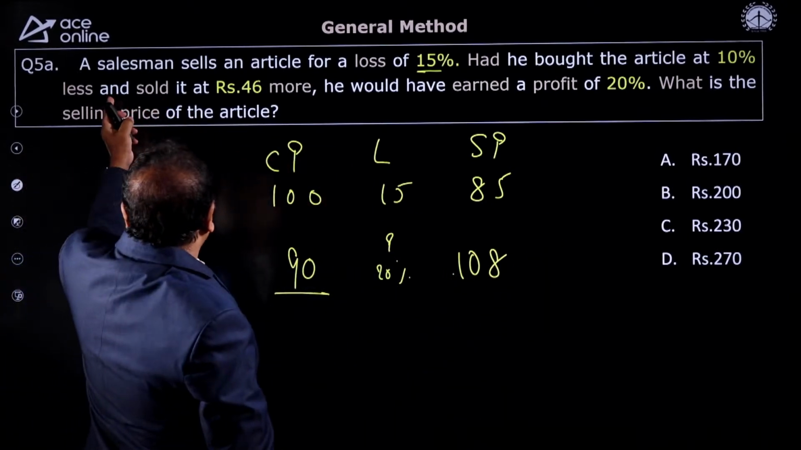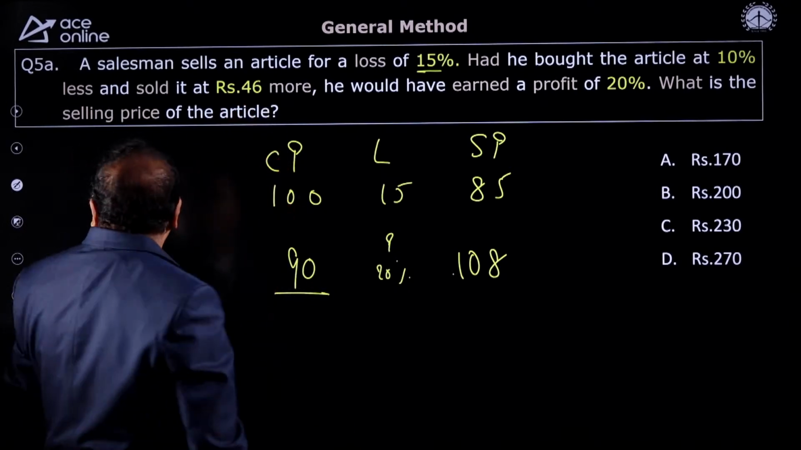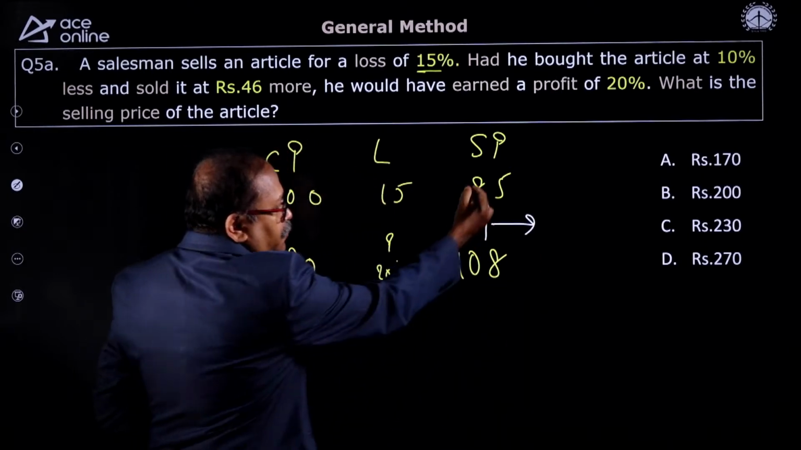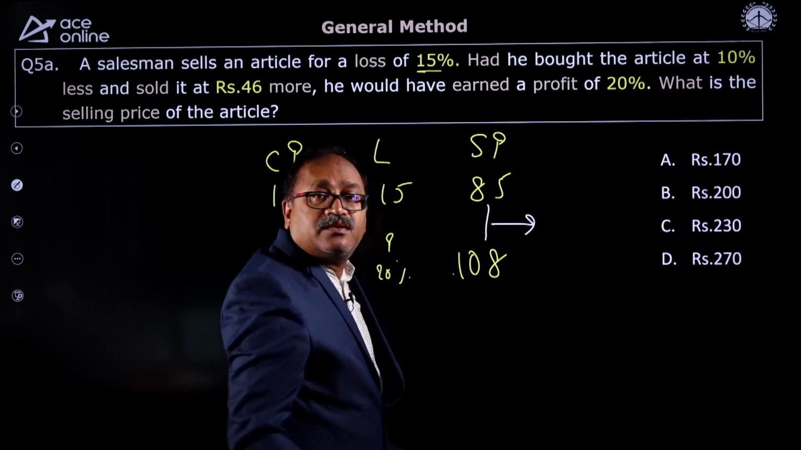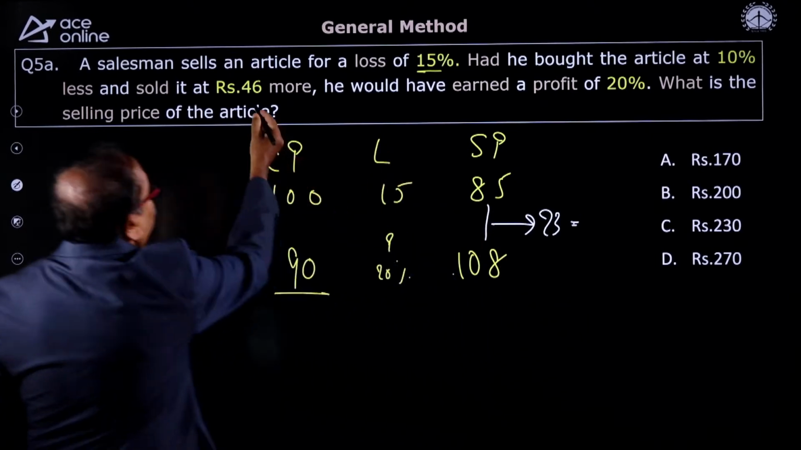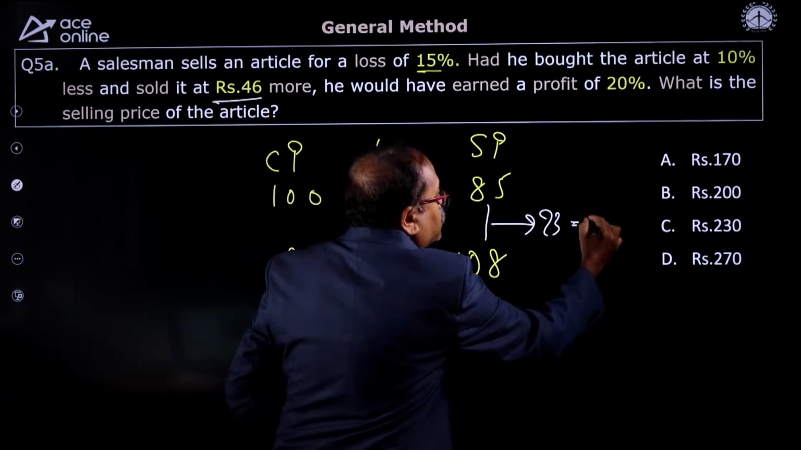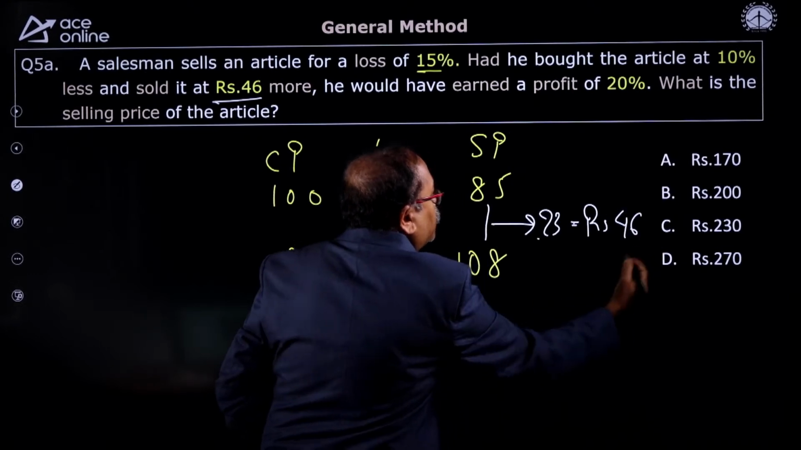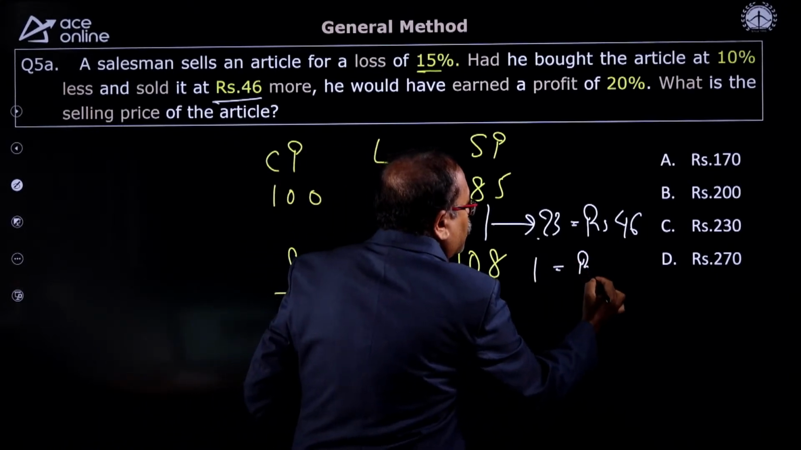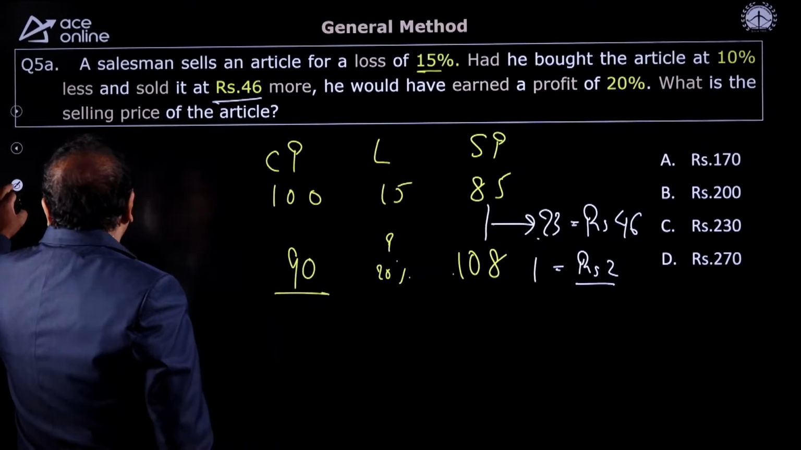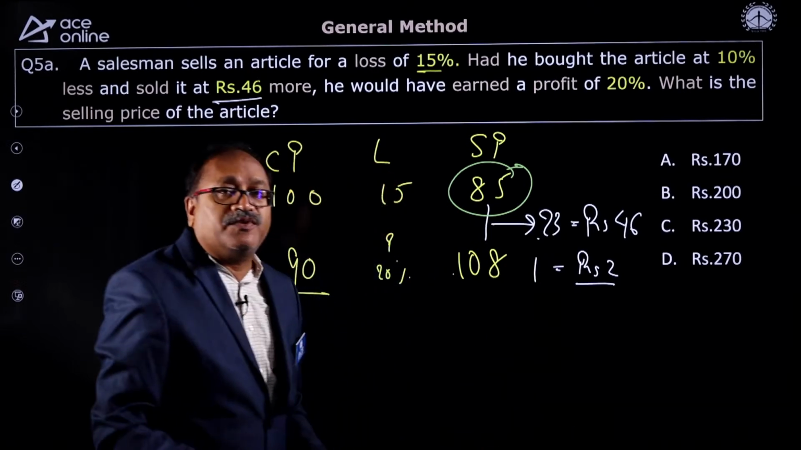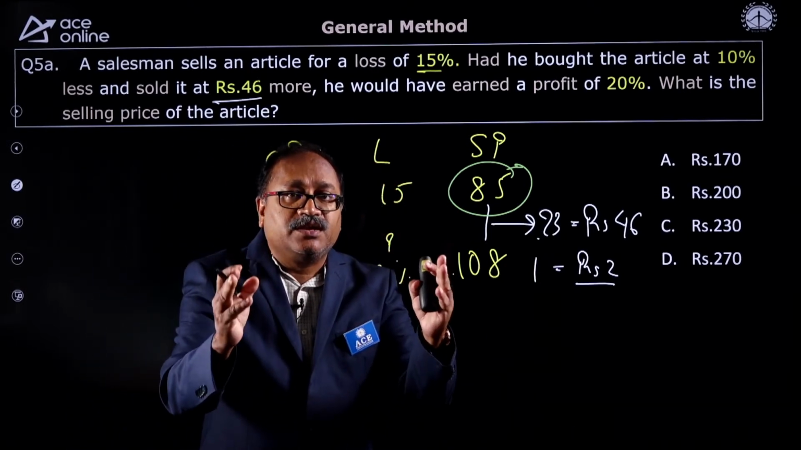Now, how much is the selling price more? 46 more. Here is the beauty, Sumit Pawar: the difference between this 85 and 108 is 15 plus 8, which is 23 parts, and that 23 parts is equal to rupees 46. Then one part will be rupee 2. So, what is the selling price? The selling price is 85 parts, 2 times 85, which is 170.